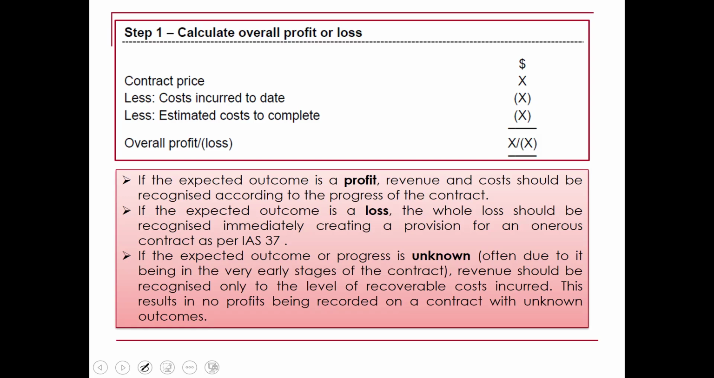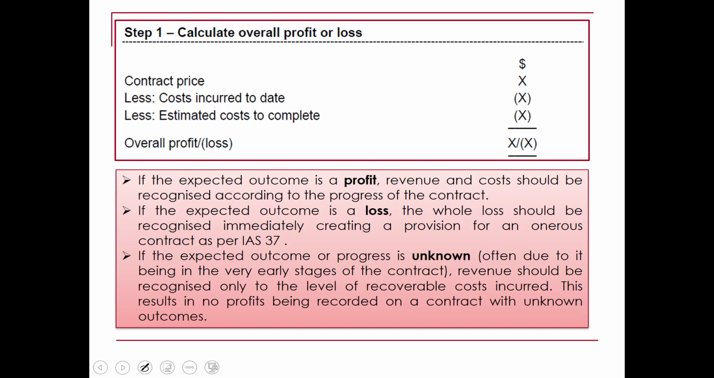But if the expected outcome is a loss, we have calculated the contract price and we've determined that what we have incurred and what we need to still incur will be more than the contract price, such that the contract will actually result in a loss. The whole loss should then be recognized immediately by creating a provision for an onerous contract. So an onerous contract is a contract where the cost of going ahead with the contract is more than the income that is going to come from the contract. So we're estimating that we're actually going to be spending more than what we're going to receive.